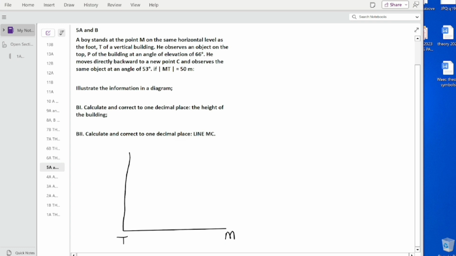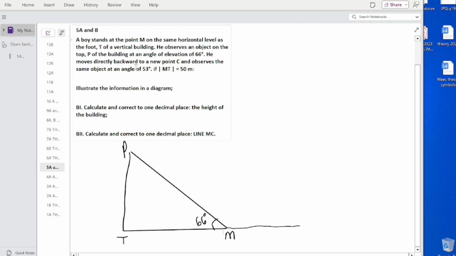So from here, this is the top of the building. He observes an object, and our angle is 66 degrees as our angle of elevation at the top P. He then moves directly backwards to a new point C. He moves backwards. This is the position of the boy. So if the boy moves backwards, that's away from the building, moves this way. So we'll draw another line to a new point C.